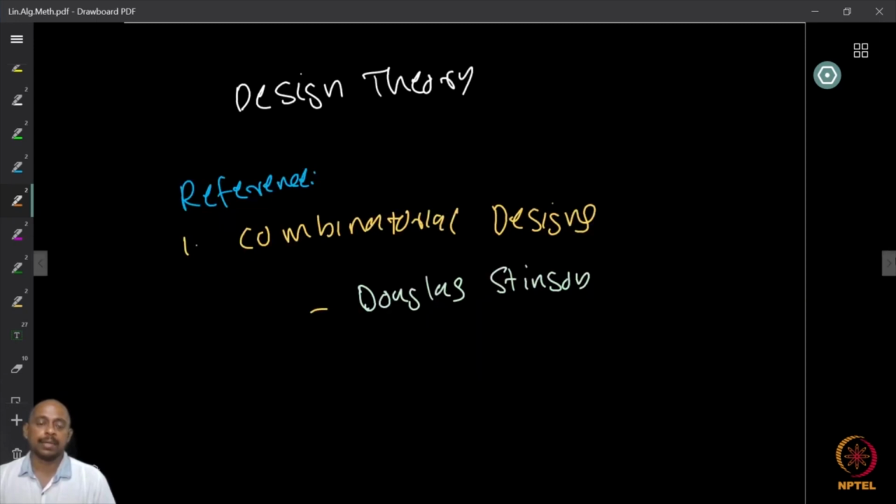Finally, we have design theory. There are several books. I am not much familiar with the books on this topic, but one good book on this is Combinatorial Designs by Douglas Stinson. There are many other books on balanced incomplete block designs, etc., and one can look at those in other places.